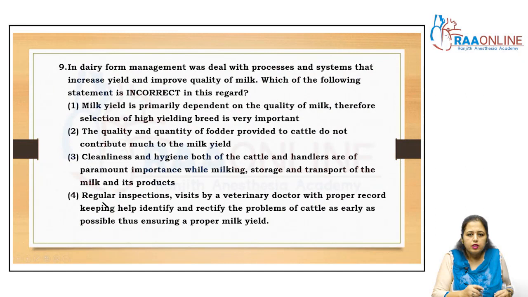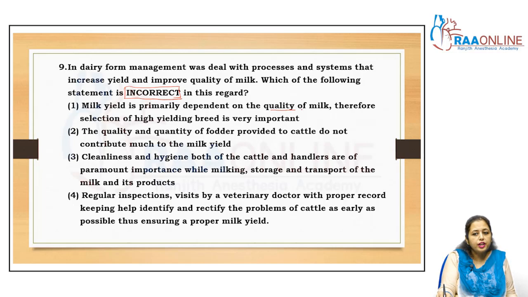Dairy farm management deals with the processes and systems that increase yield and improve the quality of milk. Which one of the following statements is incorrect in this regard? Actually, all these lines are given in NCERT. Milk yield is primarily dependent upon the quality of milk, therefore selection of a high yielding breed is very important. Correct. The quality and quantity of fodder provided to cattle do not contribute much to the milk yield. No, it depends. If we provide good fodder with good quality and quantity, then milk production is good.